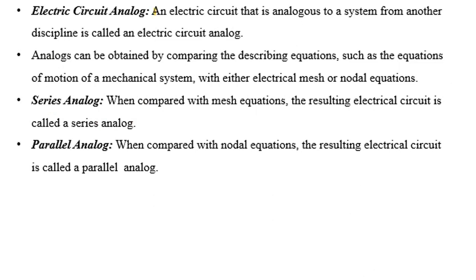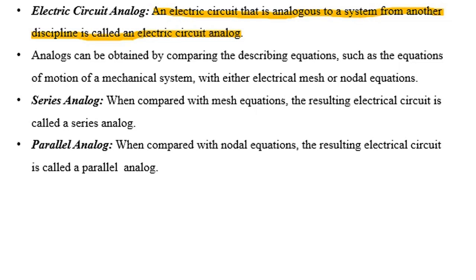Students, now we will start formally with electric circuit analogs. An electric circuit that is analogous to a system from another discipline, like a mechanical system, is called an electric circuit analog, which means we will have an electric circuit which will represent a system from another discipline, like a translational mechanical system or a rotational mechanical system. And this is done because the analogous behavior of variables is the same.